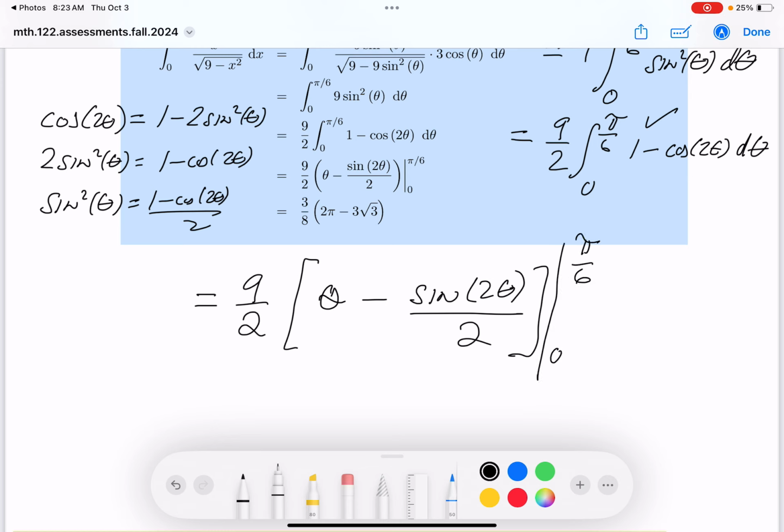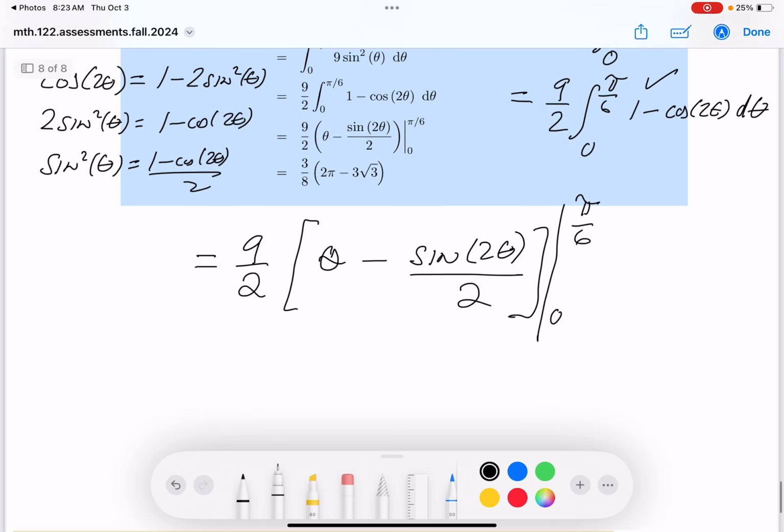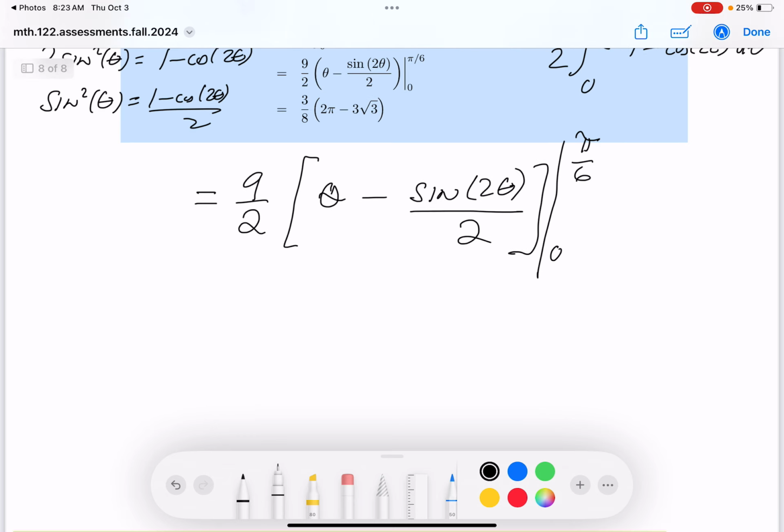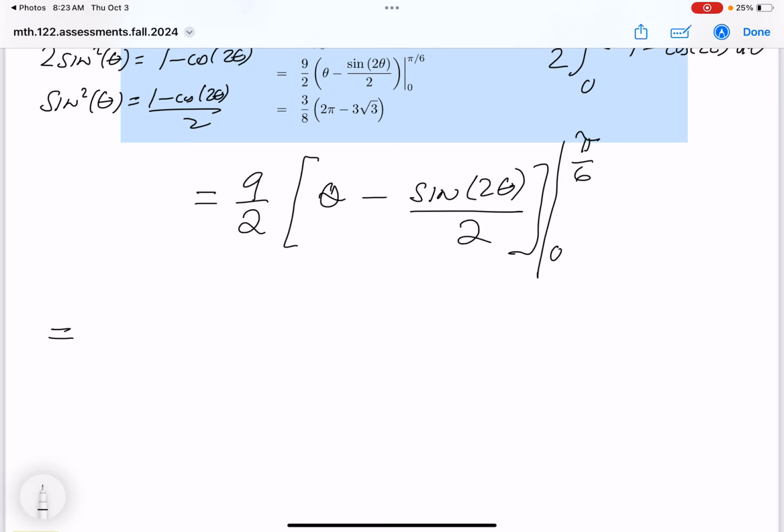Now granted, we do expect you to do the arithmetic on it. Again, if you don't know your trigonometry, you want to review that. But let me write this one down for you. You can get 9 over 2. You can get pi over 6 minus, I want to point out, if you multiply pi over 6 by 2, you get pi over 3, which is 60 degrees, by the way.